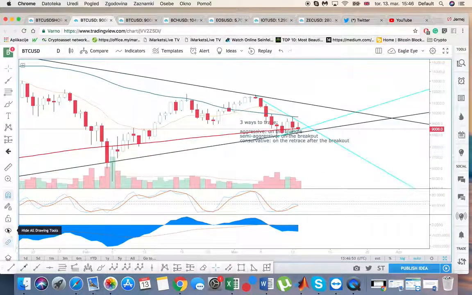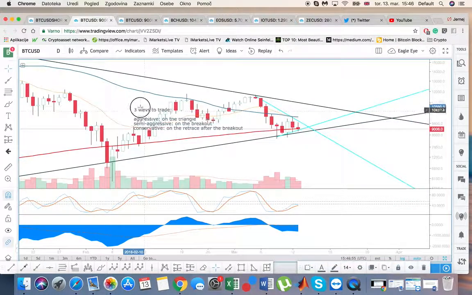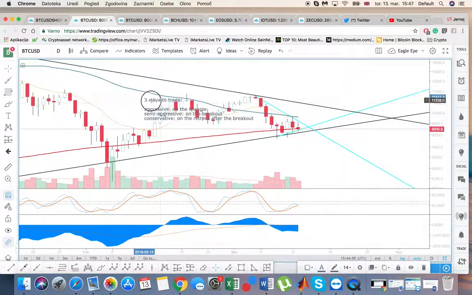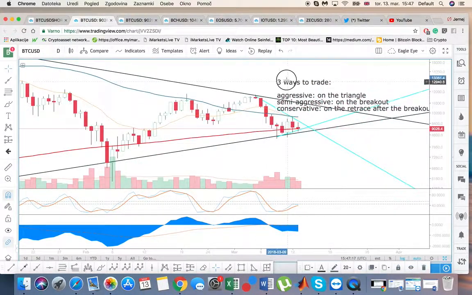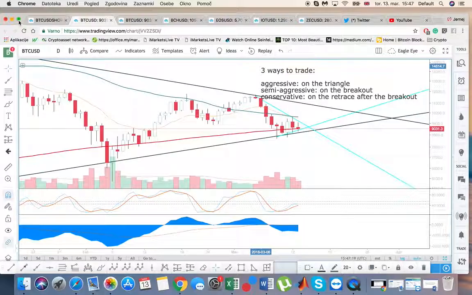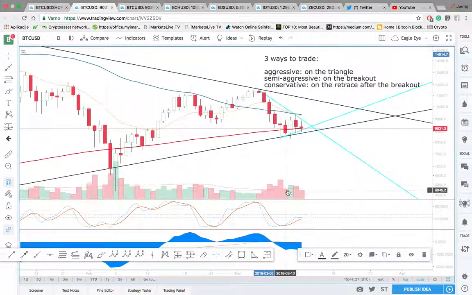So yeah, let's put this back. What I'm going to talk about today is three ways to trade triangles. This can be a triangle with trend lines, and it can also be a triangle between moving averages, and a lot of traders are not aware of that. I want to share this with you because it's really important. So okay, let's go into this.